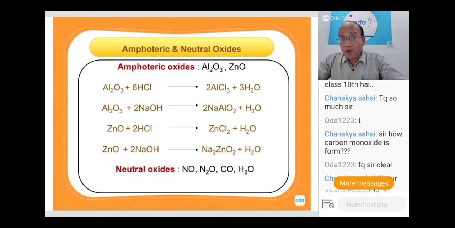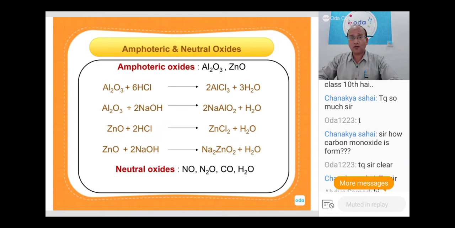The next question which comes to our mind is, are all oxides basic and acidic only, or is there some other classification, some other category also? Yes, there are two other categories: amphoteric oxides and neutral oxides. I hope acidic and basic is clear to everyone. So what are amphoteric oxides?